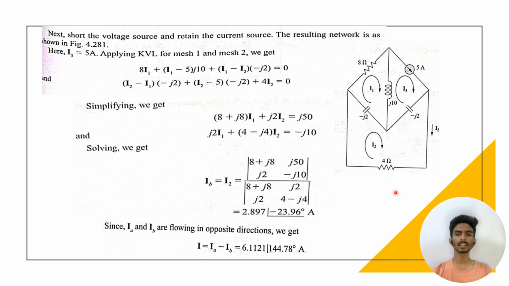And we calculated the Ia and Ib. As superposition says, the response at any branch is equal to the sum of the responses due to the individual sources. Here we took the negative sign because Ib direction is downwards, but the question gave the I direction as upwards, so it is in the reverse direction, which is why we wrote a negative sign. We get the answer by subtracting.